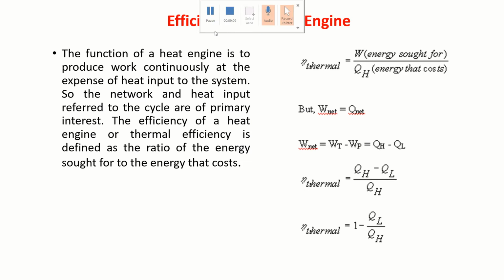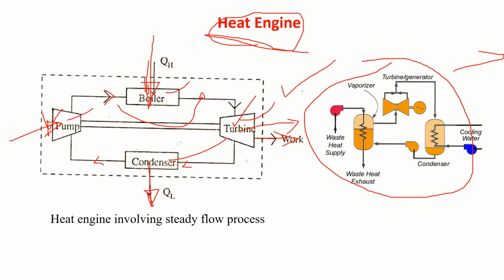So now there is something like output. Here I am getting output, but something I am giving as input. So the ratio of output to input is called efficiency. In this, thermal energy is involved. We can call this efficiency the thermal efficiency, the thermal efficiency of the heat engine.